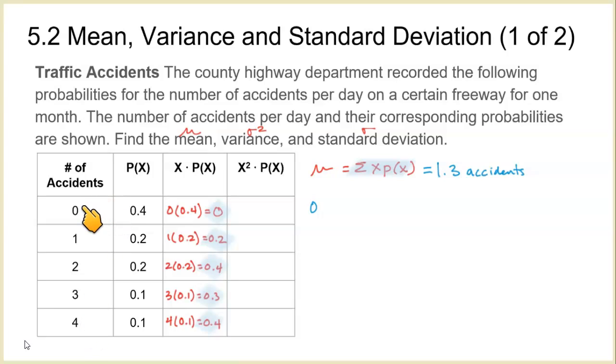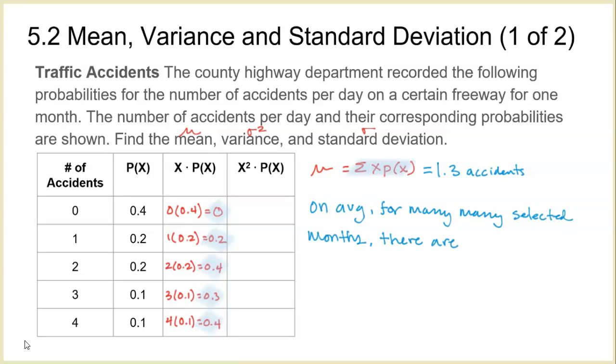How many times did no accidents occur? How many times did one accident occur? Up to how many times did 4 accidents occur in that 1 month? So on average, if we take many months and look at the data for many months, there are approximately 1.3 accidents per day for any given month that's been selected. So that's how we interpret that particular value.